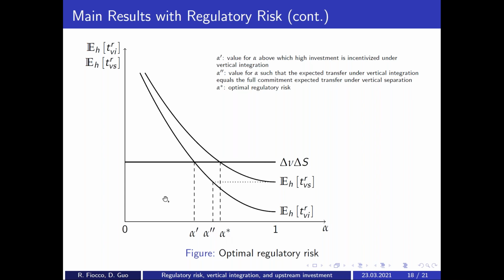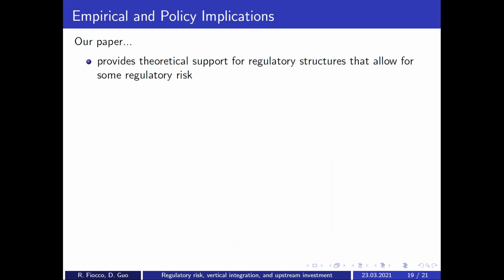Okay, as the expected transfer decreases in alpha, both curves are decreasing in alpha. Okay, the optimal degree of regulatory risk is determined by the highest probability of regulatory enforcement, such that low effort will be only provided under vertical separation, which means we simply find this crossing point between the EHT VSR and delta nu times delta S. So it's this. So this is why we can determine the value of alpha star. Okay, summarize.